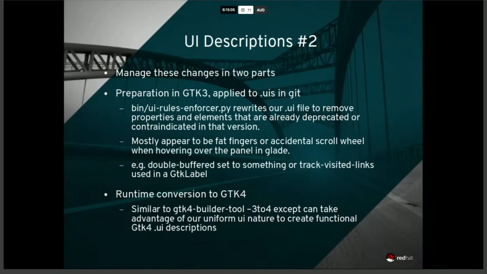Dynamically then, when we take these GTK 3 UI files at runtime, we convert them to the GTK 4 equivalent properties and layout. This is conceptually similar to the GTK 4 builder tool that comes with GTK 4, except that the builder tool will only give you a template from which you have to make your final changes manually. The scope of possibilities of what you get in a generic UI file is too broad, really, to make a perfect conversion.